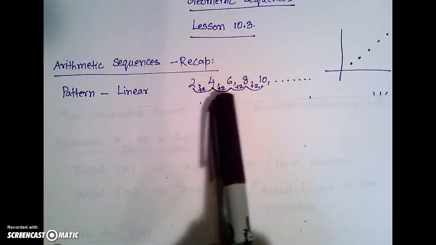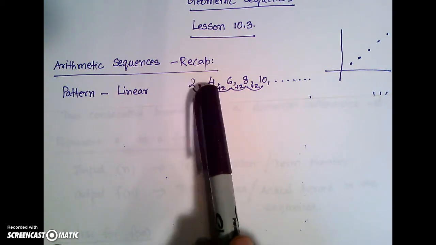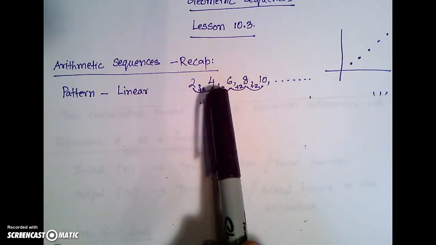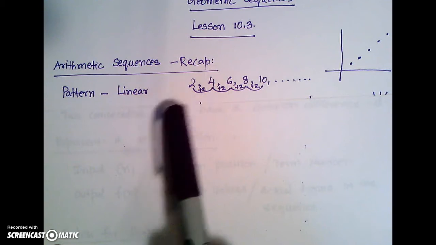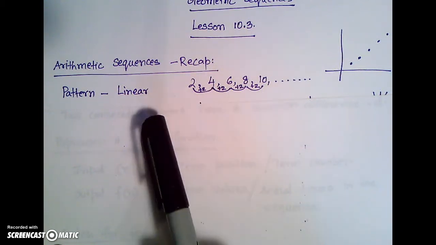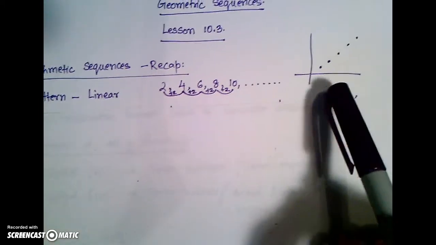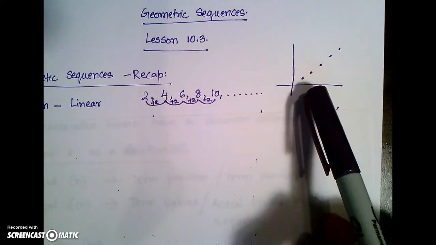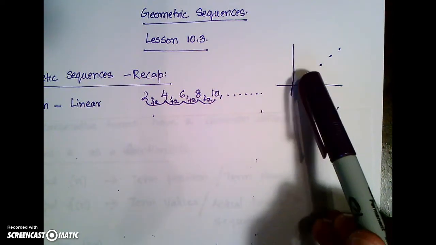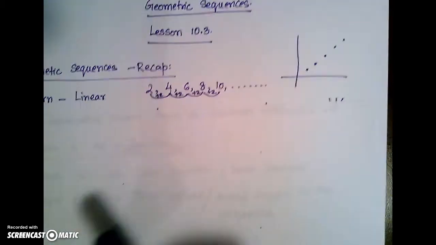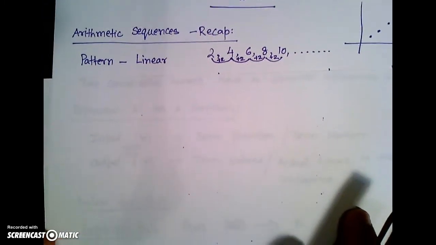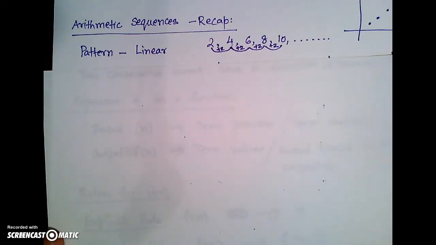So I'm looking at two consecutive terms. I'm seeing there is a common difference between the two consecutive terms, which is adding a 2 every time. All right. So if I were to graph my arithmetic sequence, I will get a linear pattern in my graph. So that's why we learned arithmetic sequence right after learning linear functions.